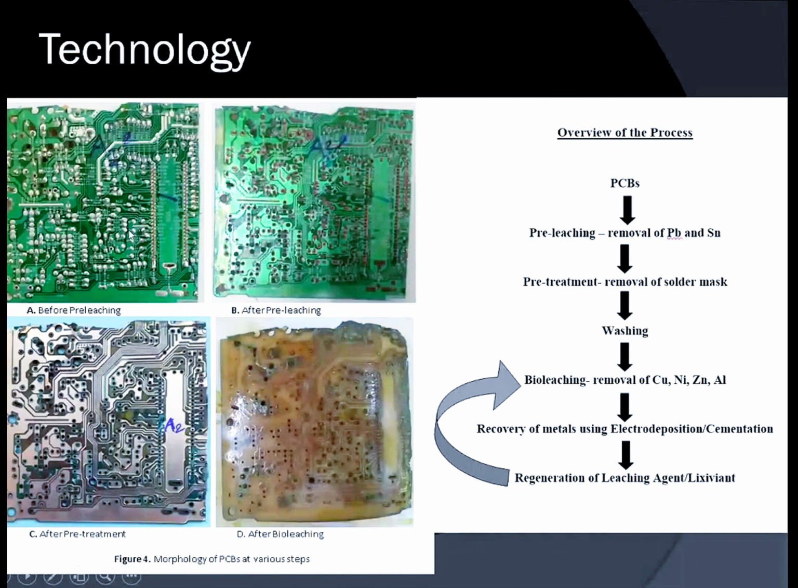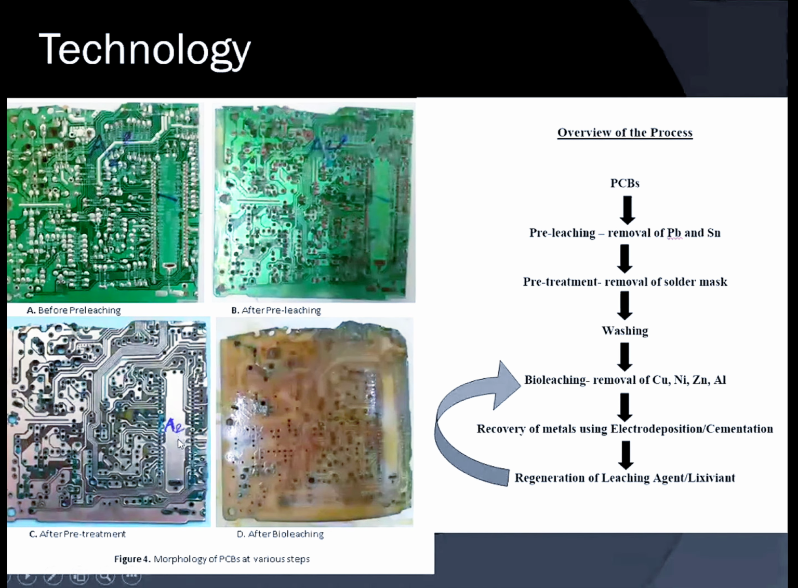So for the first step, we have selectively removed this solder. You can see the board without solder. This is pre-leaching, removal of only lead and tin. After that, we have removed the green layer. That is, after pre-treatment, we have got the board like this. So all the shiny metals have now been exposed.